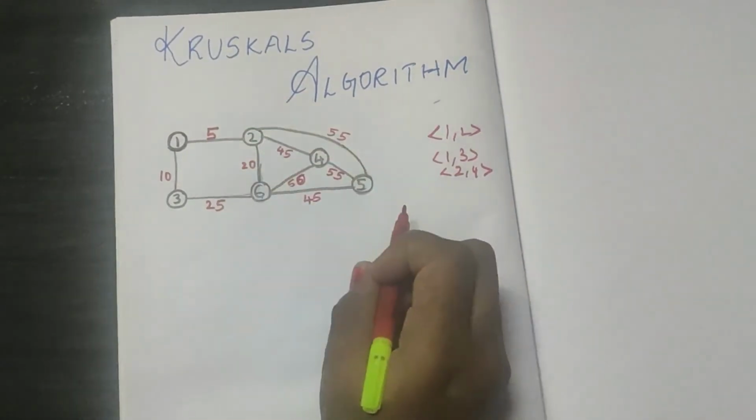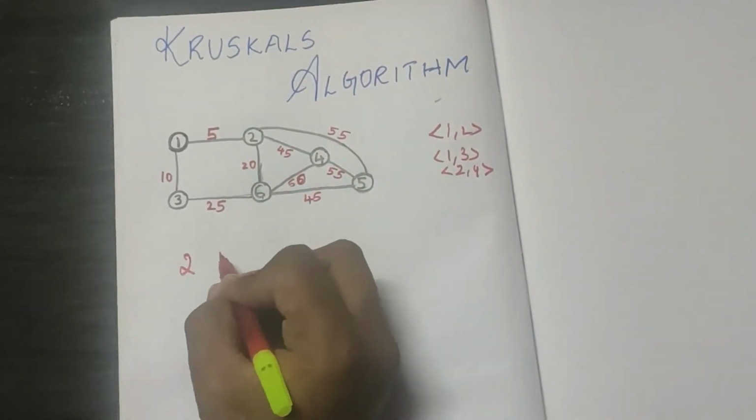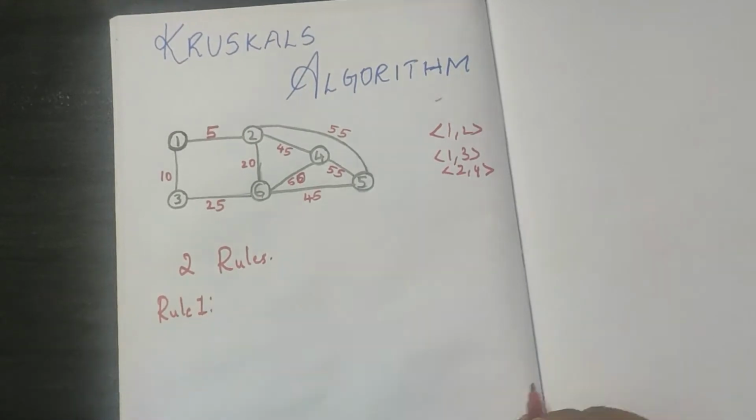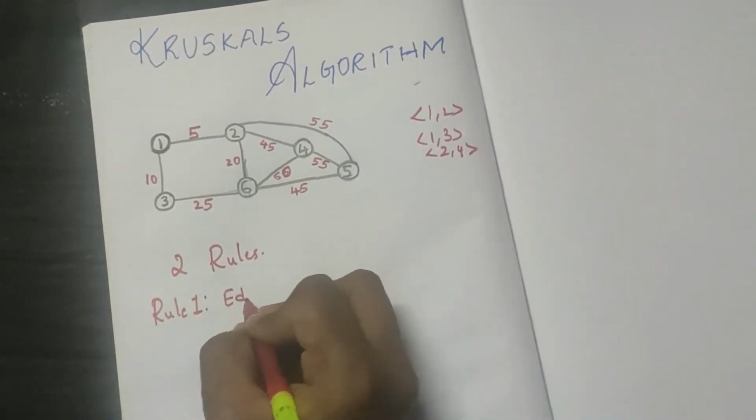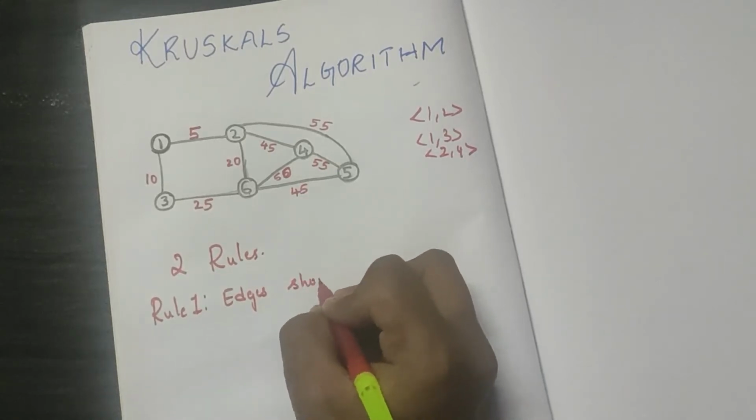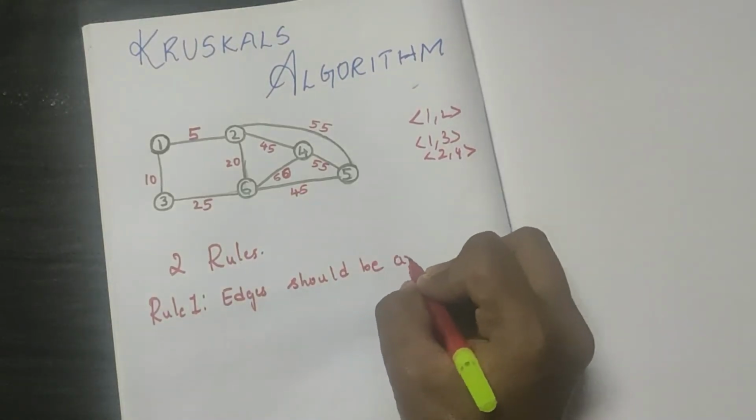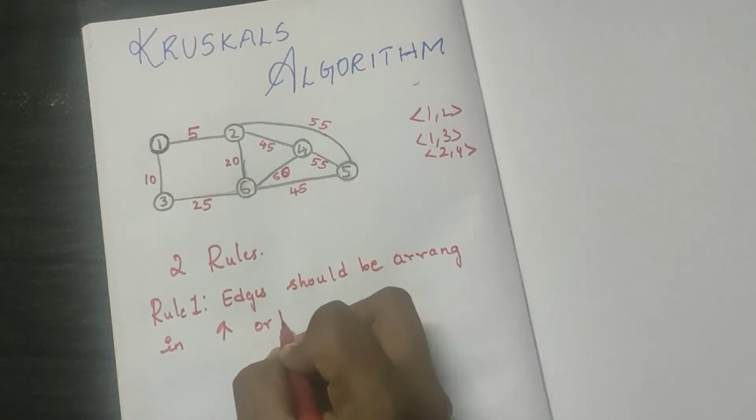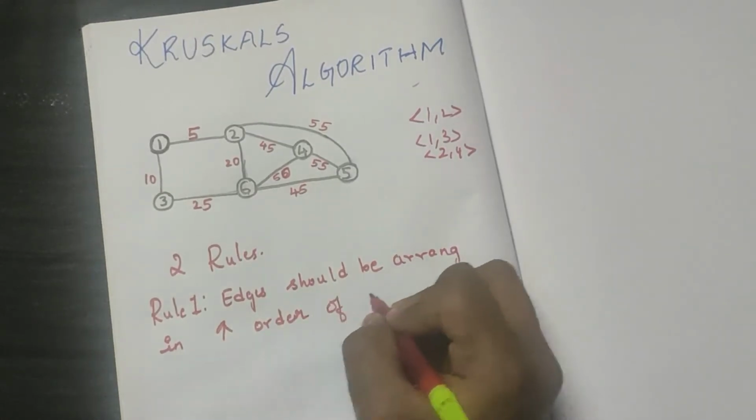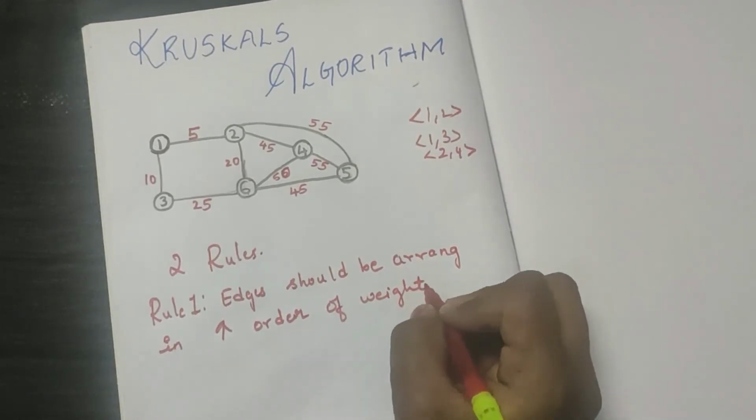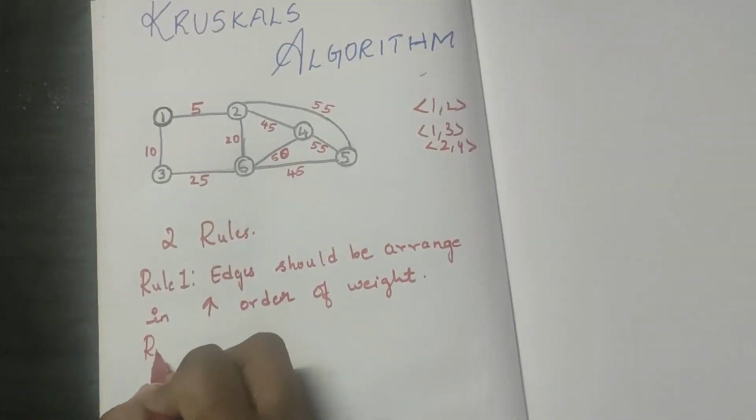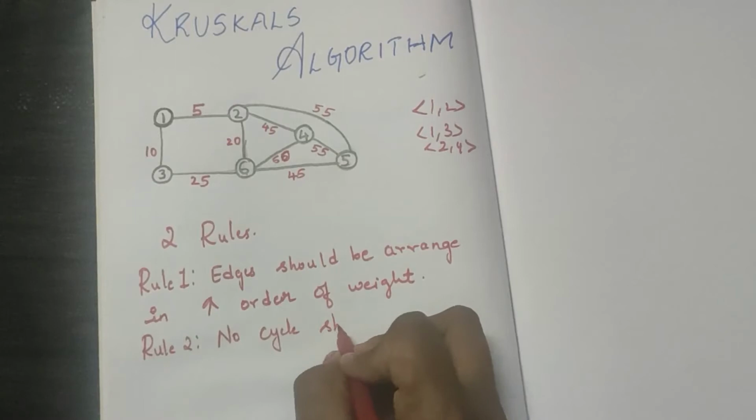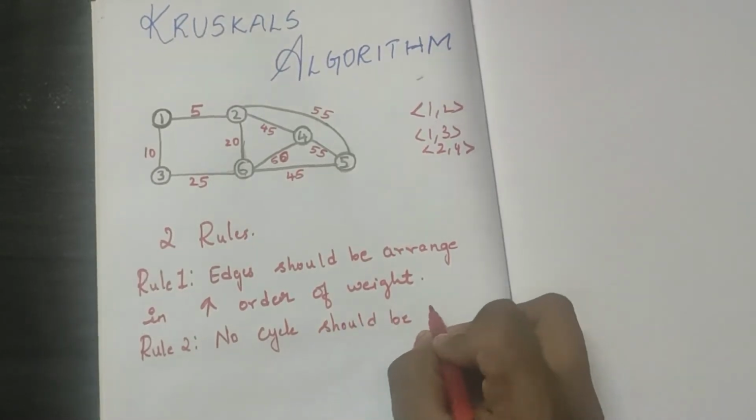Now to solve Kruskal's algorithm, there are two rules. Rule 1 is that edges should be arranged in increasing order of weight. Rule 2, no cycle should be formed.